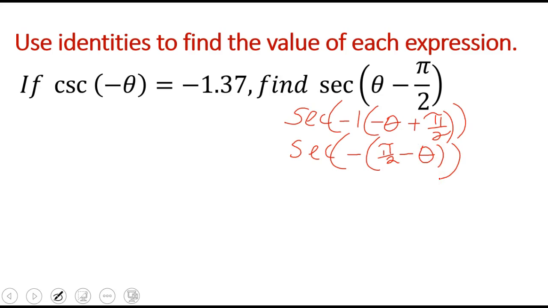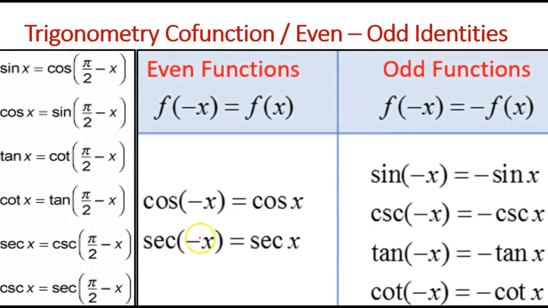So what we have now is secant of negative theta. It's like you have secant of negative x. So we look at the even-odd identity. We see secant of negative x is going to be the same as secant of positive x, because secant is the reciprocal of cosine. They are the two even functions. So negative secant is going to give you positive secant.